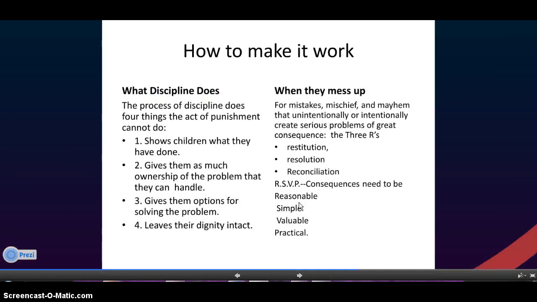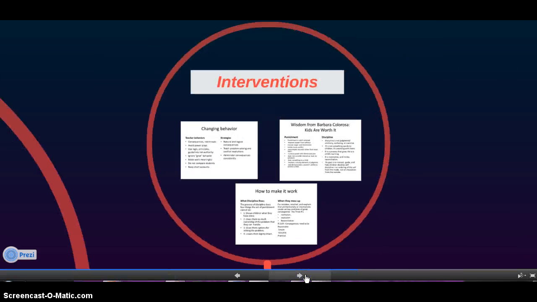How to make discipline work? Well, what we want to do is restitution, so they've got to make up for what they've done. We want to use resolution, so we settle it, put it to bed, and reconciliation. We want them to come back and make friends with or connect to the people they've harmed. And consequences should be RSVP: reasonable, simple, valuable, and practical.